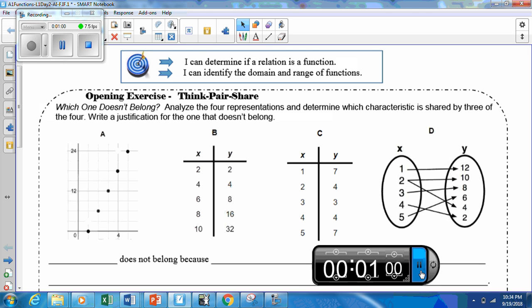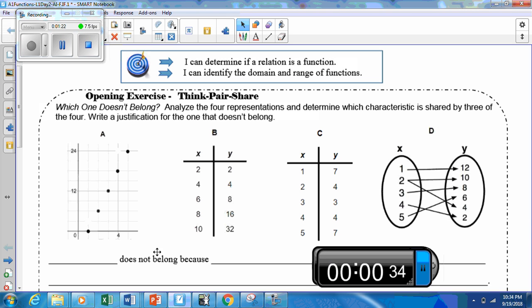All right, now at this point, if you're at home watching the video, the idea is for you to stop the video and actually try to do the activity yourself. And I even have a sentence starter. That sentence starter is: what does not belong because. Okay, so stop the video.